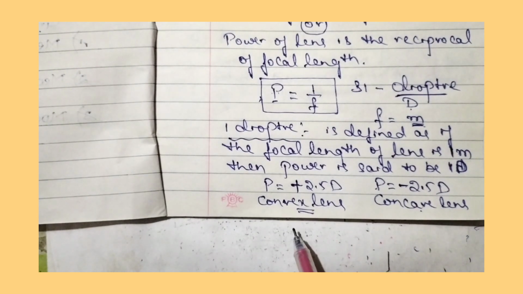So convex lens is a converging lens and concave lens is a diverging lens. We have to remember this in power of lens. If the power is positive, it is a convex lens; if the power is negative, it is a concave lens.